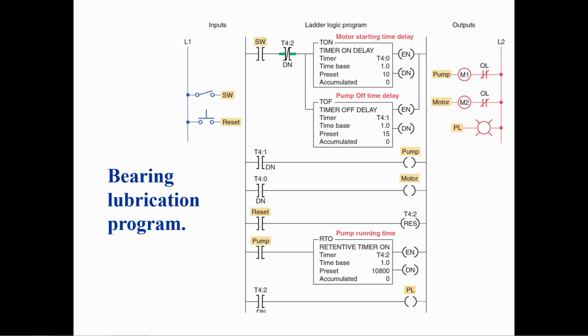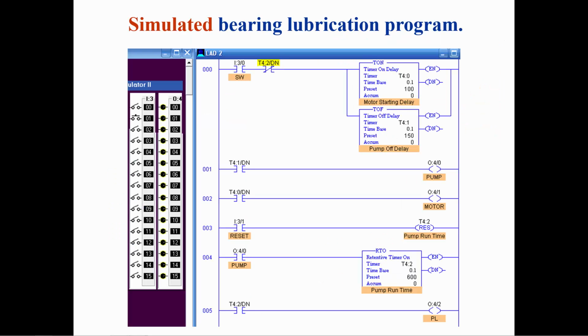After lubricating the bearings, the reset button is pushed and the motor and pump can be started and a new time period starts for lubrication. This is a simulation of the bearing lubrication program. For purposes of the simulation, the pump run time has been shortened to 60 seconds from 10,800 seconds.